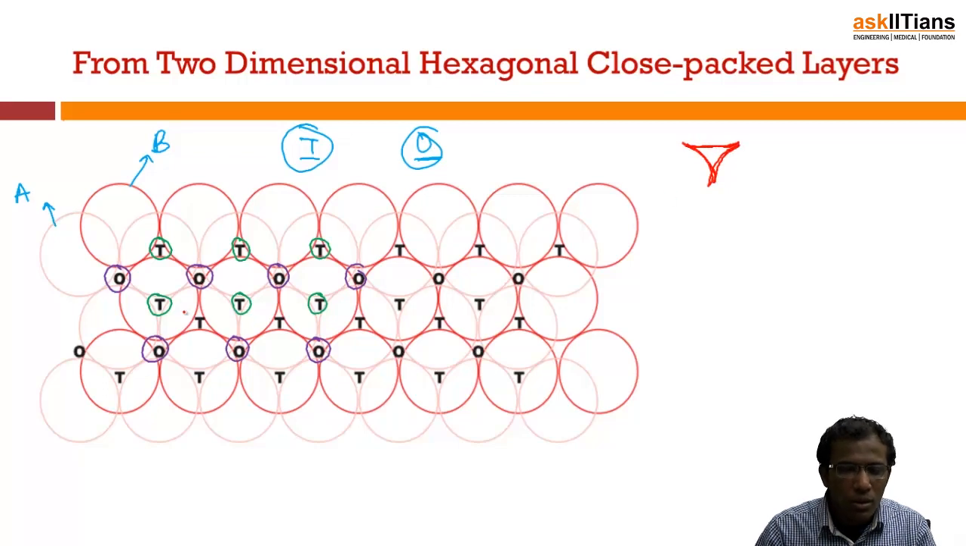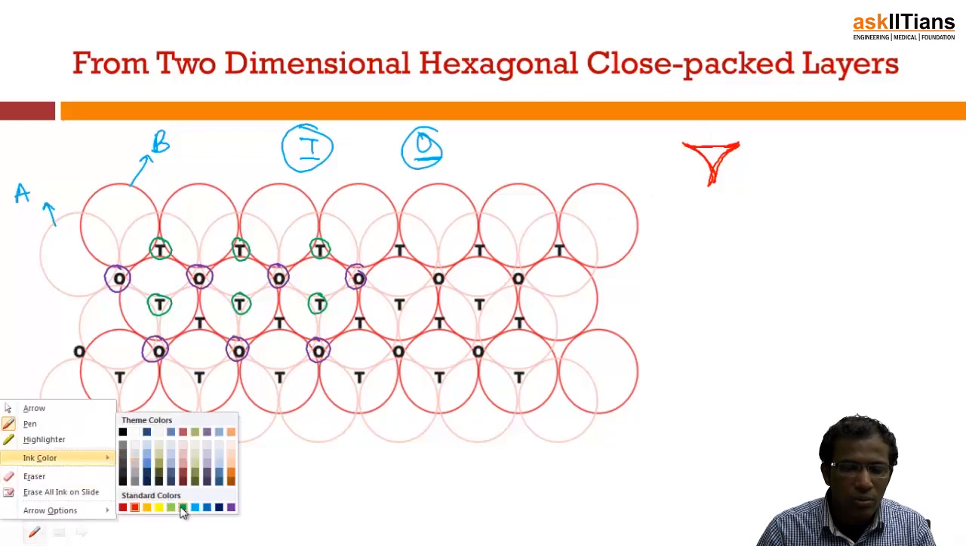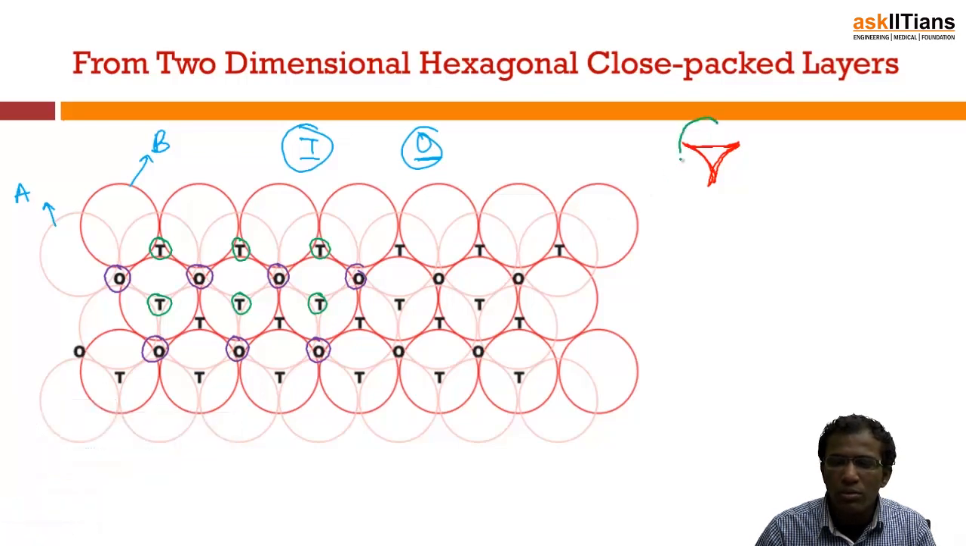So this is the depression of the first layer, and I am placing a sphere directly above this void, this depression. I am placing a sphere of the second layer directly above this one.